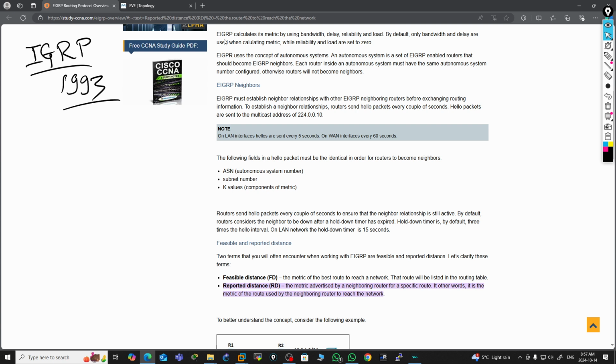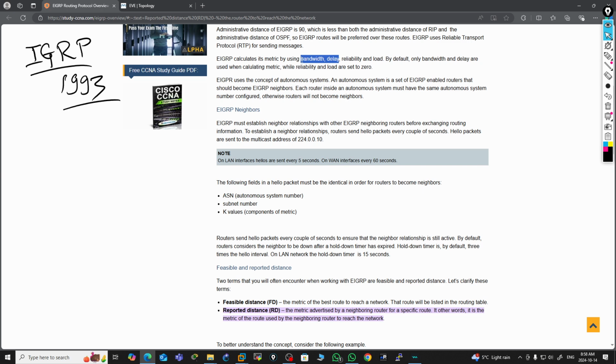Another thing, EIGRP calculates its metric based on bandwidth. There are actually 5 parameters: bandwidth, delay, reliability, load, and MTU. MTU is not seen here, but you're going to see it in the calculations if we have to do a calculation. But by default, the reliability and the load are set to 0, so the metric is only going to be calculated based on bandwidth and delay.